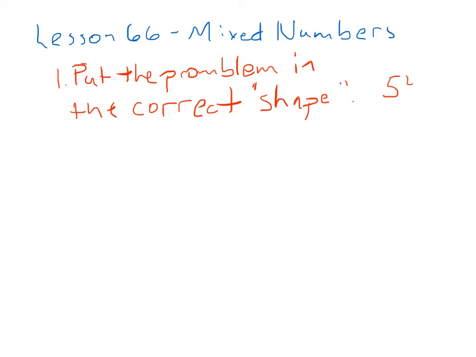Sometimes if I had 54 minus 32, it might be easier if I rewrite it this way to do it. So that's what we mean by the correct shape. We might have to change it. Rule number 2 means, well, we just solve the problem.